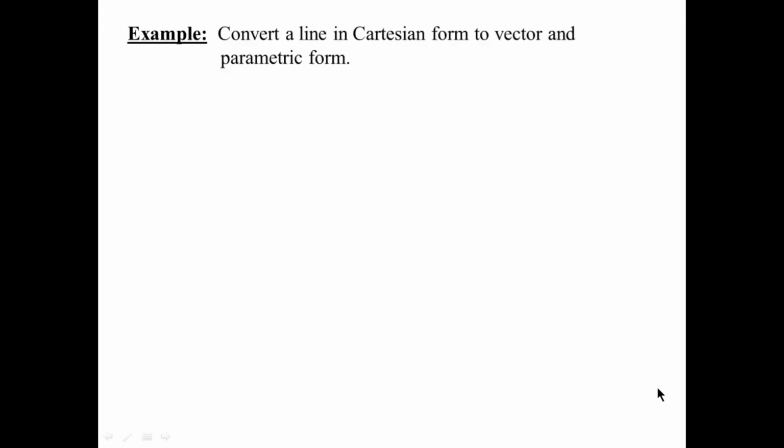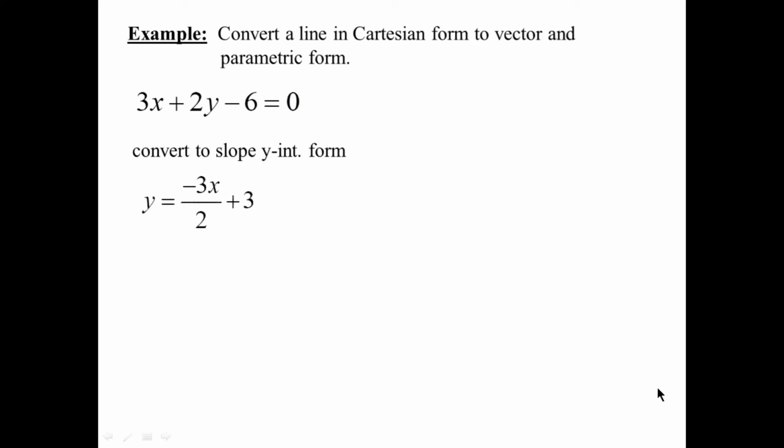Example, convert a line in Cartesian form to vector and parametric form. There's a line in Cartesian form. Let's convert it to slope y-intercept so we can say the slope. Okay, I did it in one step, taking for granted that you can do this. I dragged minus 6 across, I dragged 3x across and made it minus 3x and divided everything by 2. And I can see right in front of me the slope of that line.